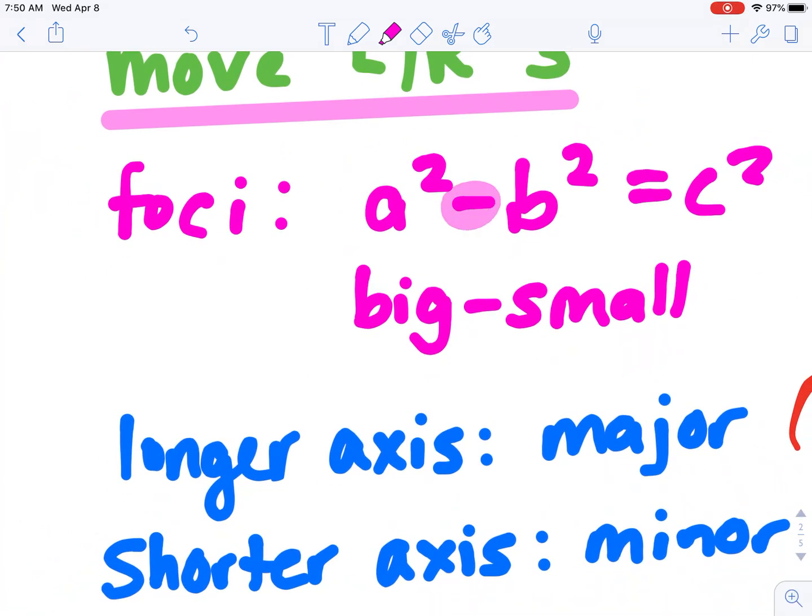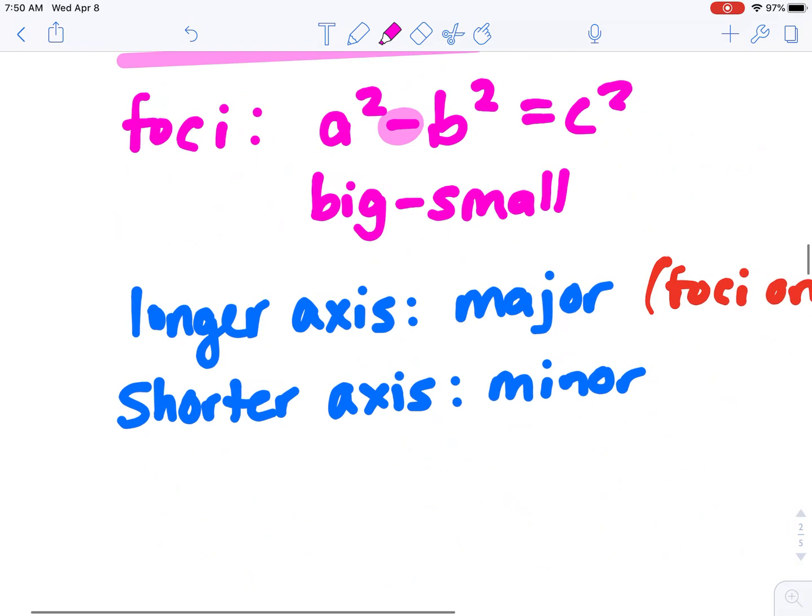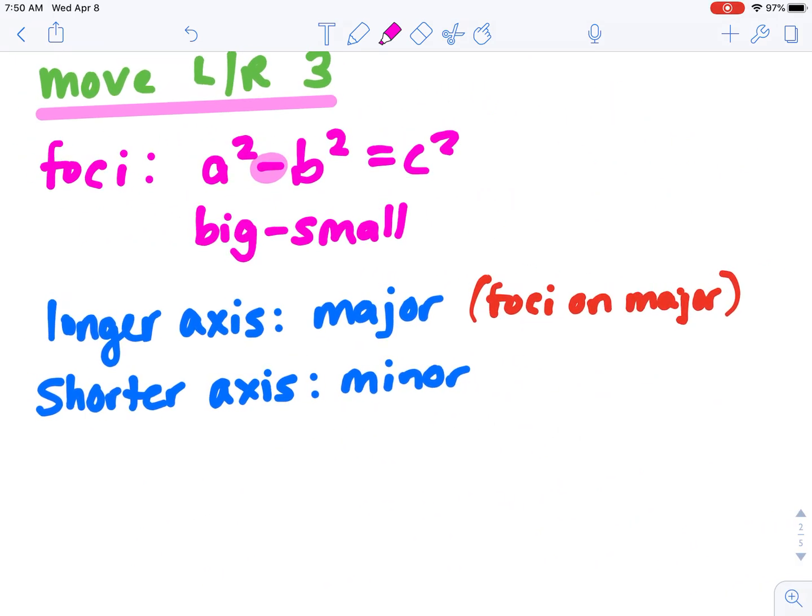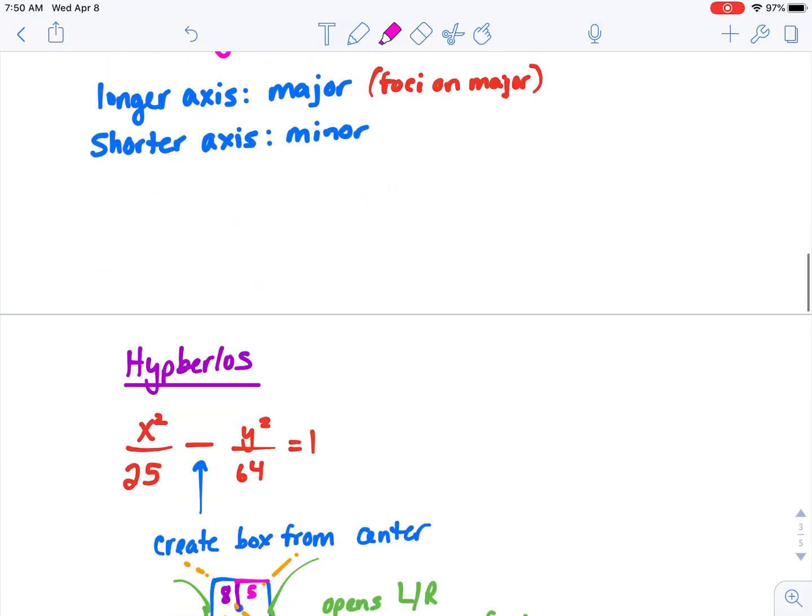When you subtract, order matters. Always take the bigger number minus the smaller number. Other vocabulary: the longer axis is our major axis, and the foci are on the major axis. And the shorter axis is called the minor axis.